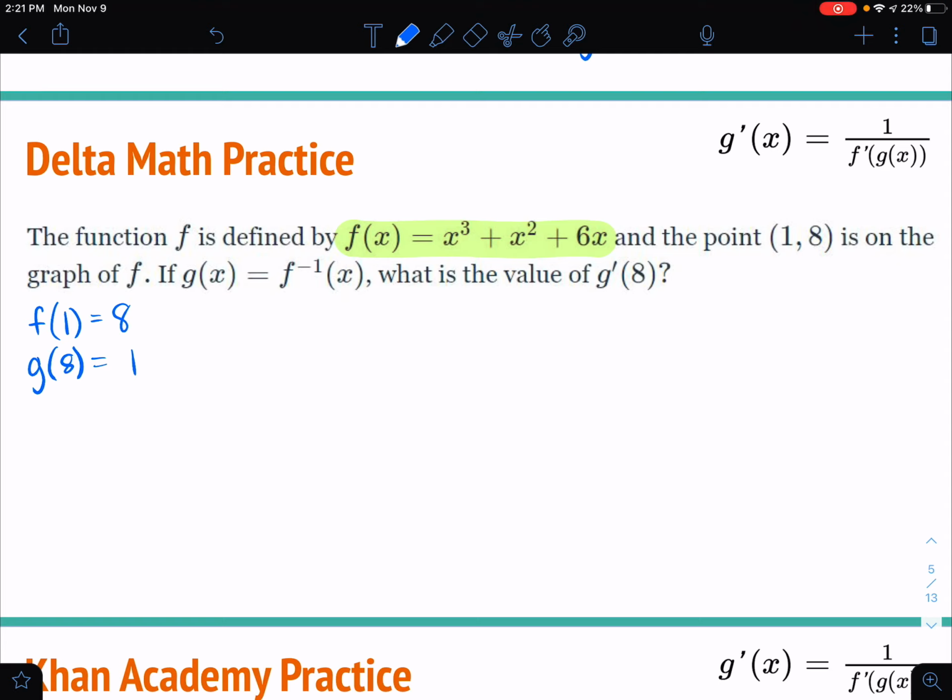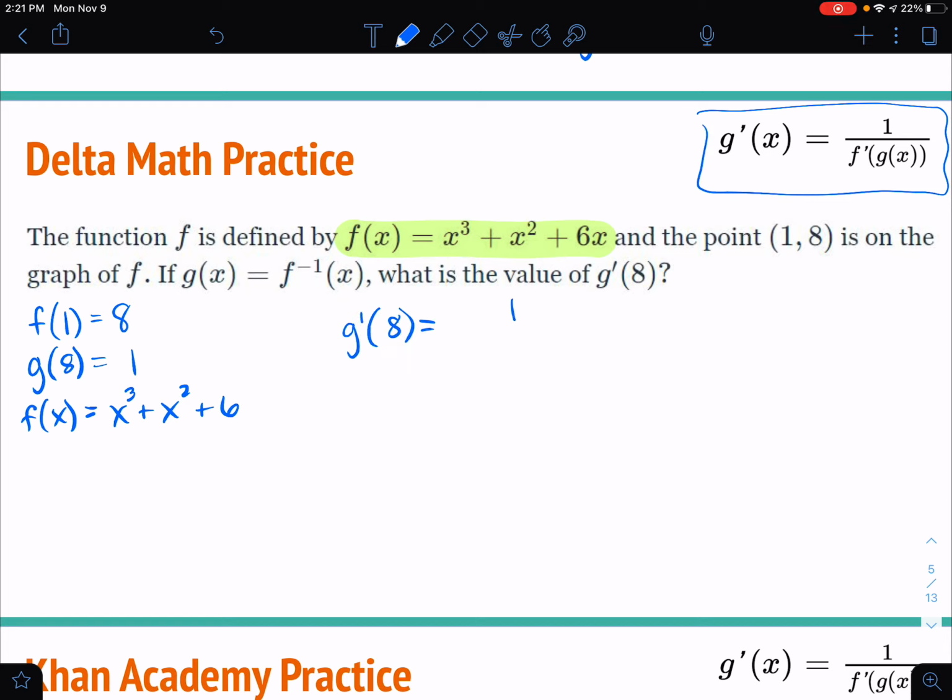Okay? I also know that f of x is going to be x to the third plus x squared plus 6x. So I want to find g prime of 8. I'm going to use my formula. g prime of 8 is going to be 1 over f prime times g of 8, right? f prime of g of 8, sorry. 1 over f prime of g of 8.